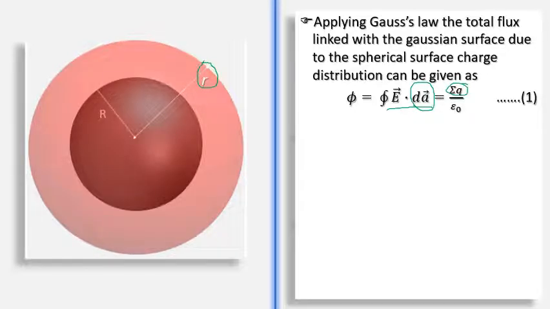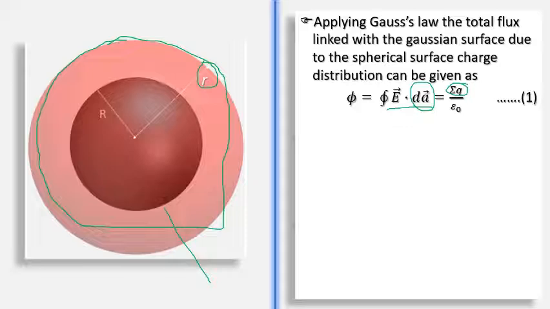So how much is the charge enclosed by our Gaussian surface? This red one is our Gaussian surface, and how much is the charge inside the Gaussian surface? Whatever is the charge in the sphere is the charge enclosed by the Gaussian surface. So you can take simply capital Q here in our equation 1, or else we can take rho, the volume charge density, into the volume of the sphere.